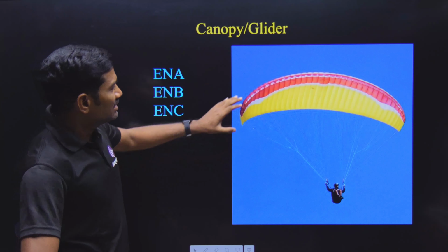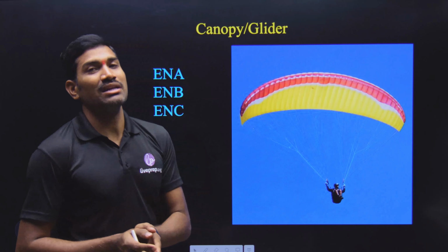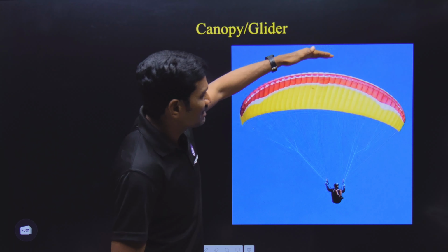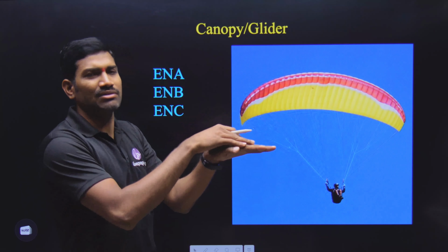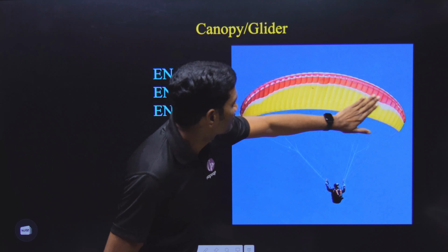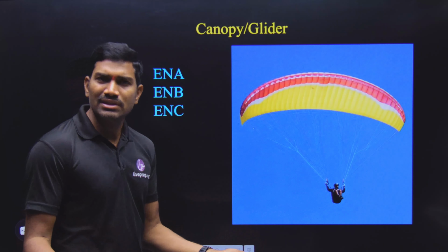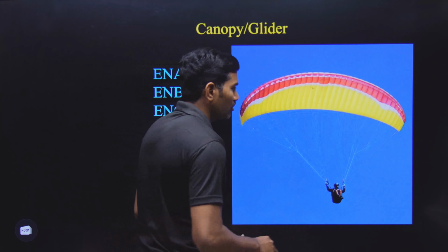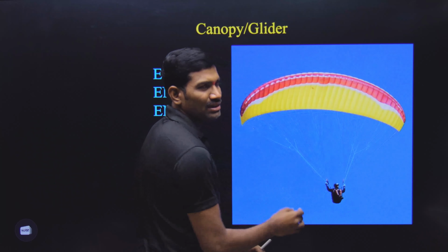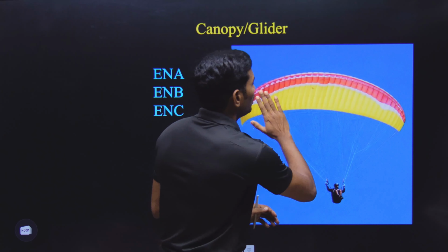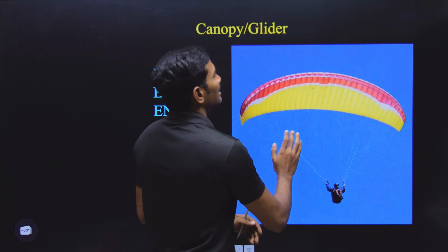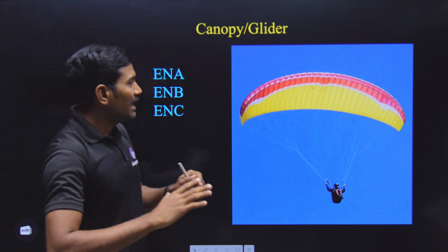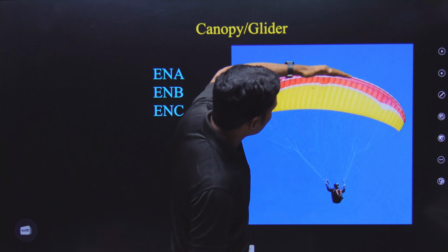Okay, and for this canopy, different names are there, and those names are very important. The upper side is the upper surface, and this lower side is the lower surface. That's it. These are two names: upper surface, lower surface. Clear? And one more point: these are the lines, these are the threads, that are attached only on the lower surface. Please remember this.